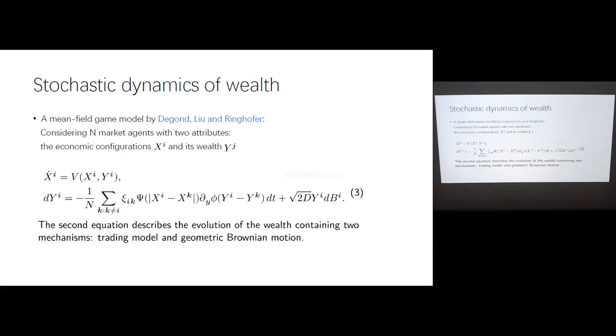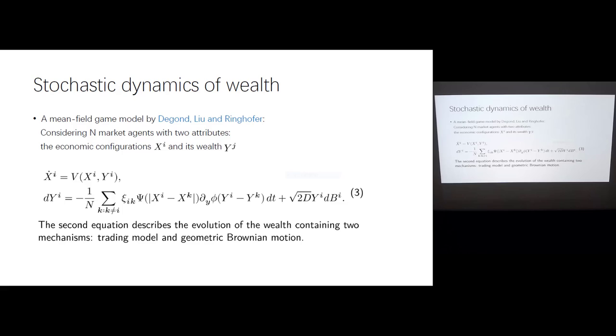Well, this is a model from mean field games, by Pierre-Louis Lions and Olivier Guéant, where they consider N market agents with two attributes, like an economic configuration Xi and the wealth Yi, so they're coupled by a second order particle system with very complicated interacting functions, and also non-degenerate noise. So the algorithm, first, it works for long range. This is going to be a very long range interaction. Second, it works not only for additive noise, but also for multiplicative noise.